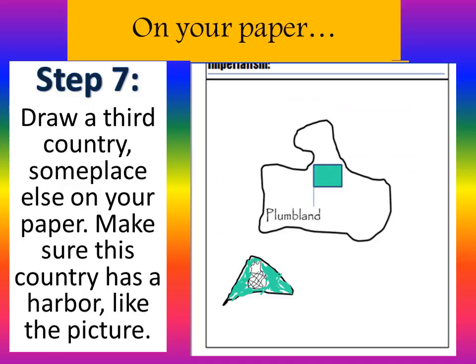Step 7. Draw a third country someplace else on your paper. Make sure this country has a harbor like the picture, which I'm going to draw for you. Here's my country. Now, the harbor part: a harbor is a place on a coastline where ships can dock. It's like a U-shaped area. So this right here that I'm highlighting, that is my harbor.